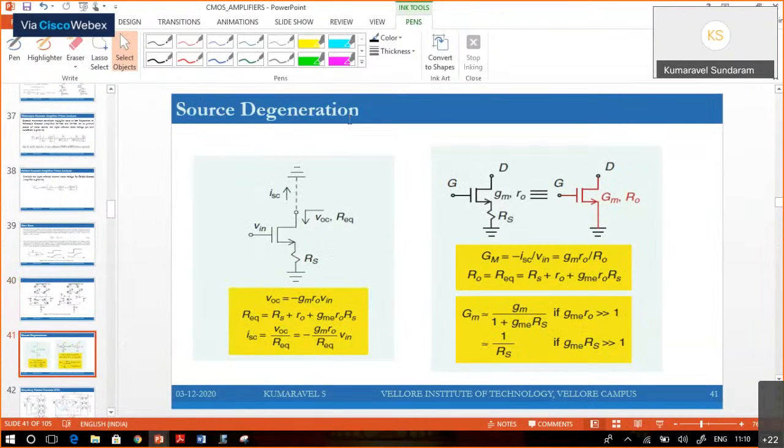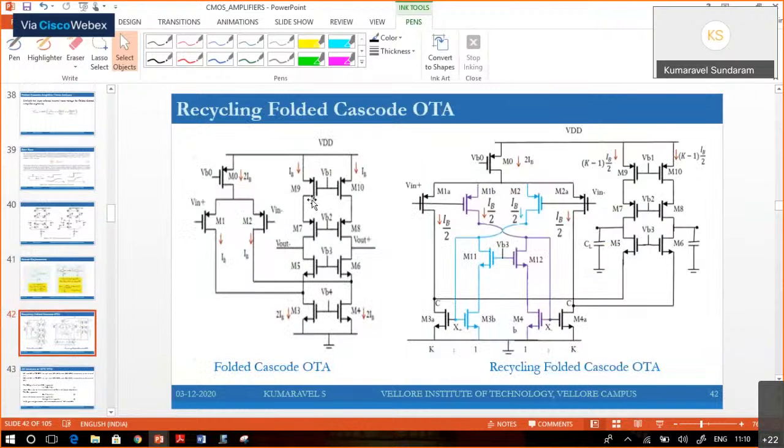There is one more technique called source degeneration, where if the GM of an unwanted transistor is very high, we can minimize that GM. That is source degeneration. So there comes the topology named recycling folded cascode.